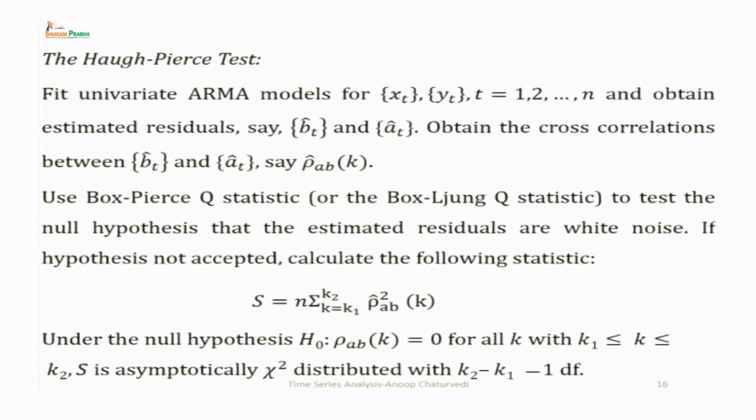Now, we come to the Haugh-Pierce test. In this test, what we do? We fit univariate ARMA models for x_t and y_t, and then we obtain the estimated residuals. Say B_t hat is the estimated residual for x_t and A_t hat is the estimated residual for y_t. Then we obtain the cross correlations between B_t hat and A_t hat, say rho hat AB(k). For different values of k, we obtain the cross correlations between these two residual series, B_t hat and A_t hat.